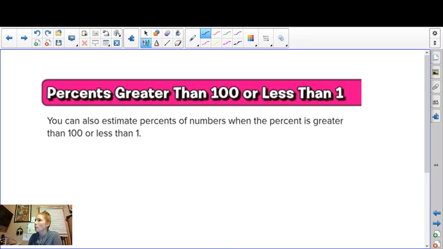Probably asking yourself, well, what happens when I have something that's either greater than 100 or less than 1? Again, we can still do the exact same things. We just have to change it slightly.